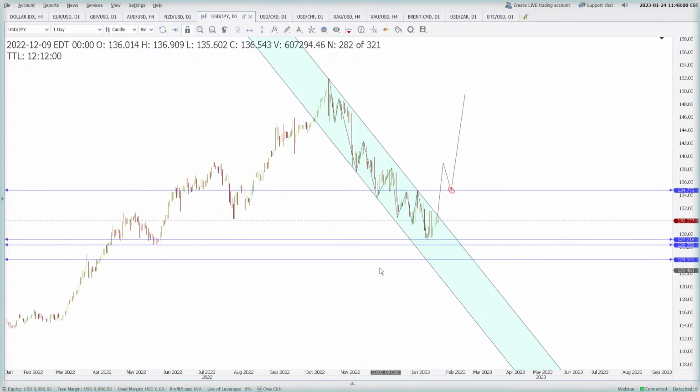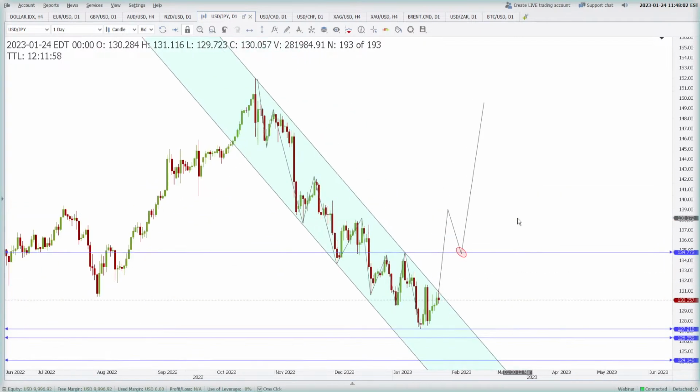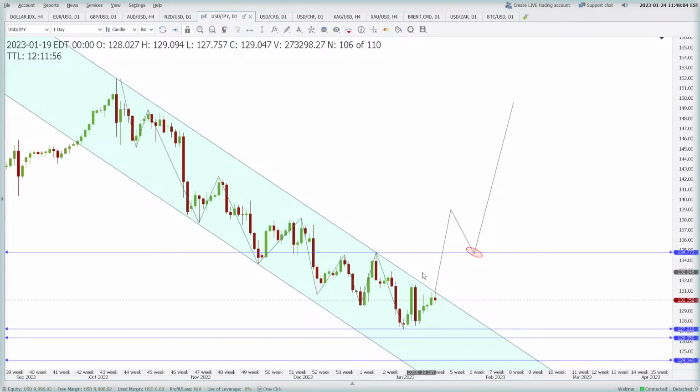Now you see guys, the structure on the daily is down, so better you should only be looking for the selling opportunities in this market. If you want to look for the buying opportunities, then you have to wait for the price to cross above 134.77.